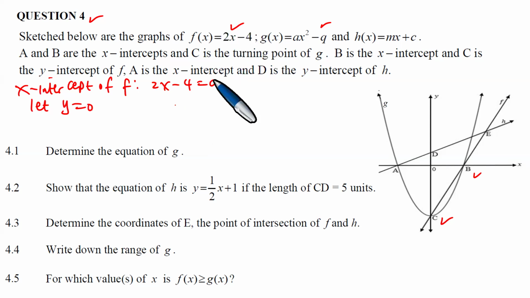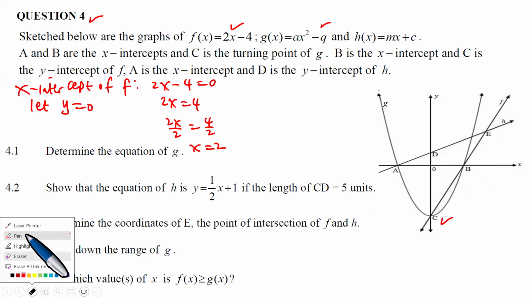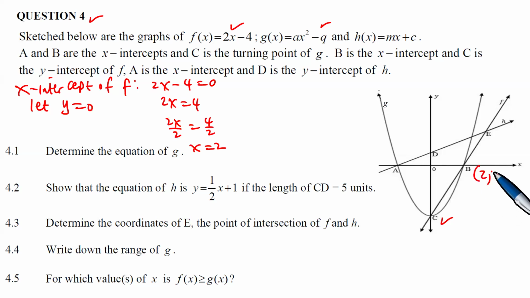If y is 0, you have this. So which means that 2x equals 4, and then you divide the left by 2 and the right by 2, giving us x equals 2. And that would mean that the coordinates of the point B are 2 and 0, because we're finding the x-intercept of the line. And then also now you have the y-intercept of the line.